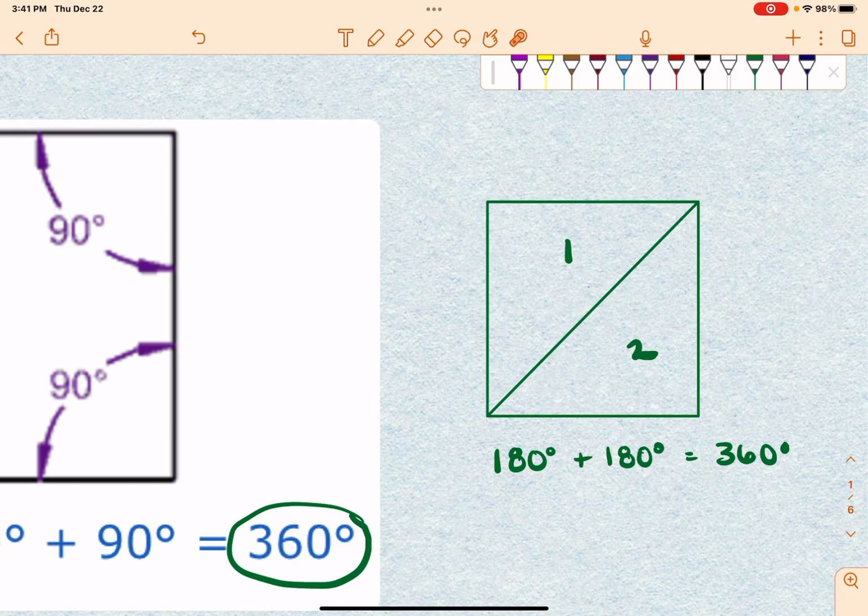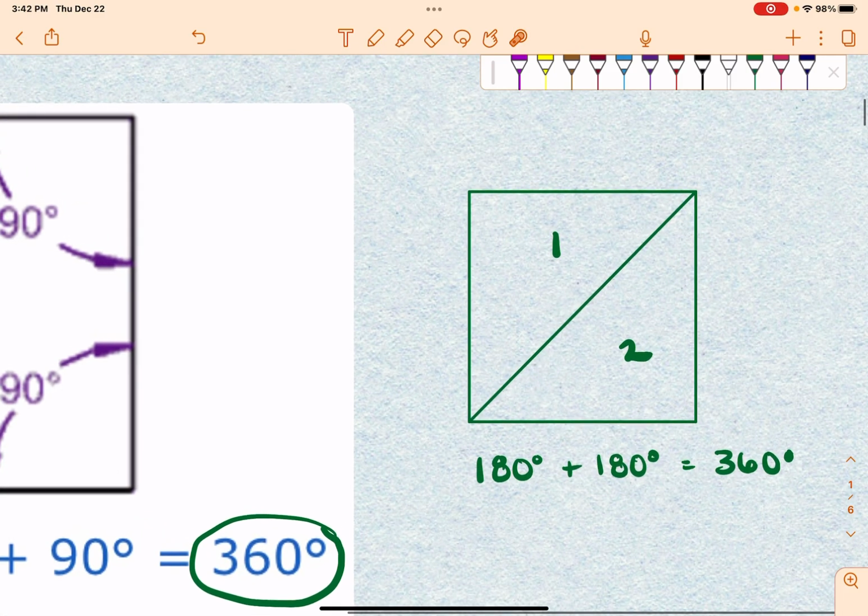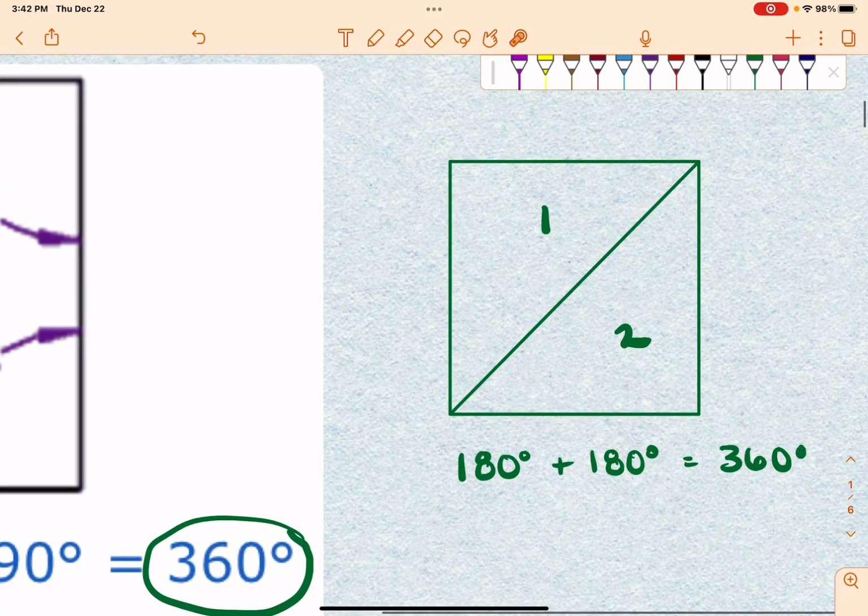Now the big thing is when you go through to do your shapes, when you break it into as many triangles as you can, you want to be able to do it so that the angles are all on the outside. You don't want anything to overlap here in the middle, like another line that would go here, and you'd have a bunch of angles in the middle. You want them to all be out here.